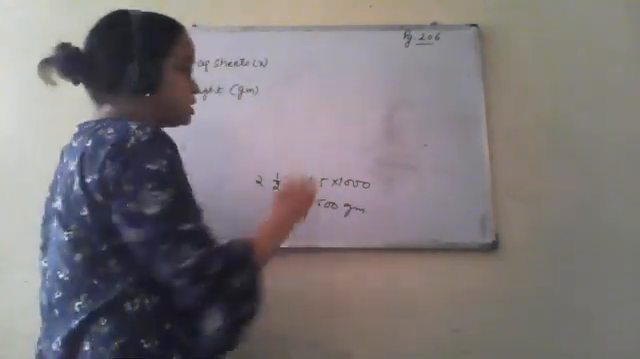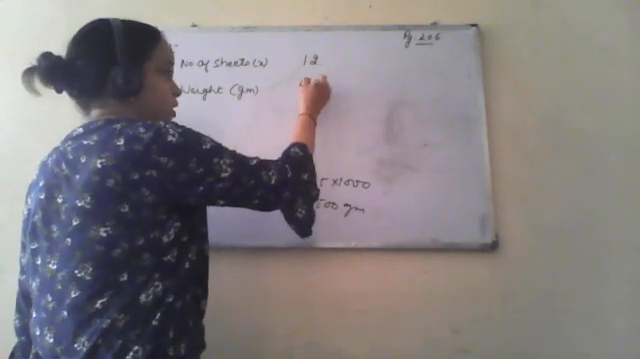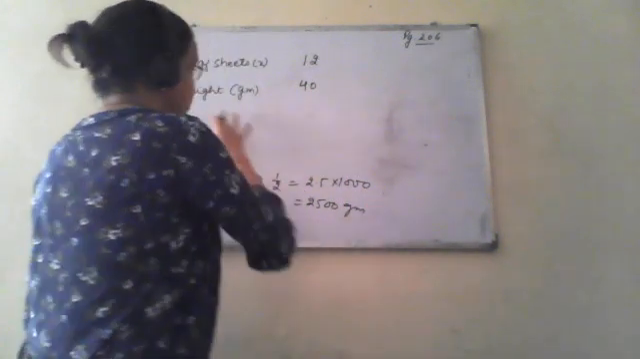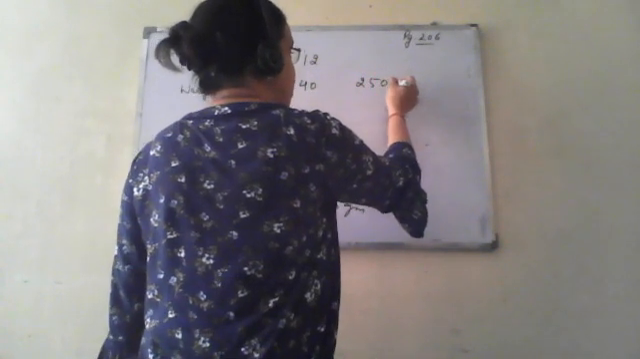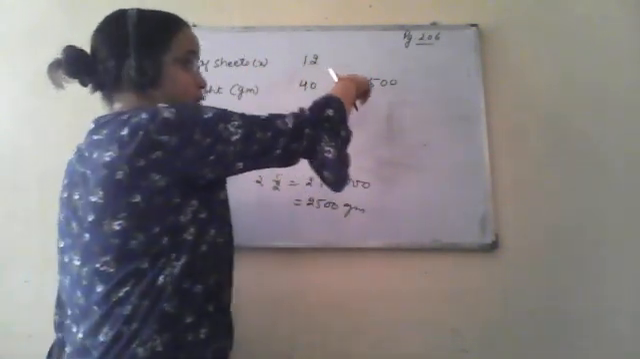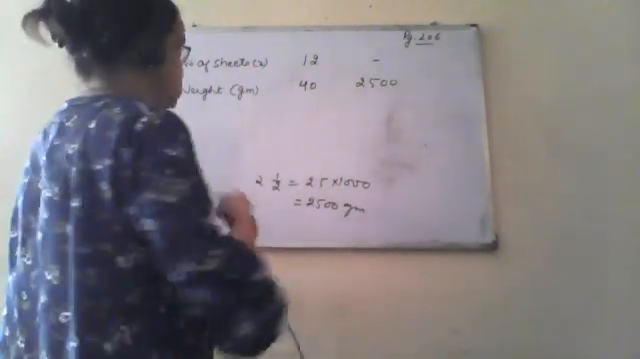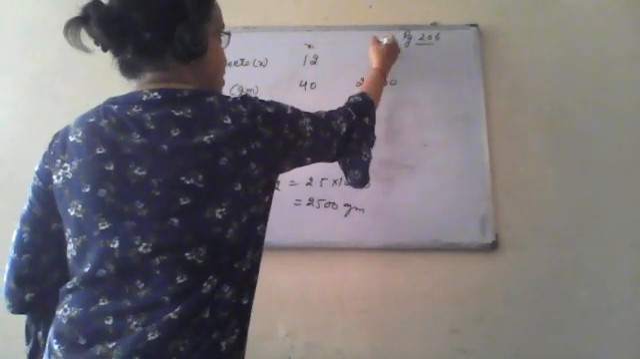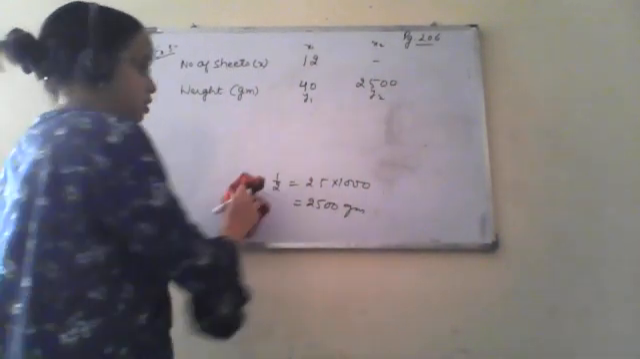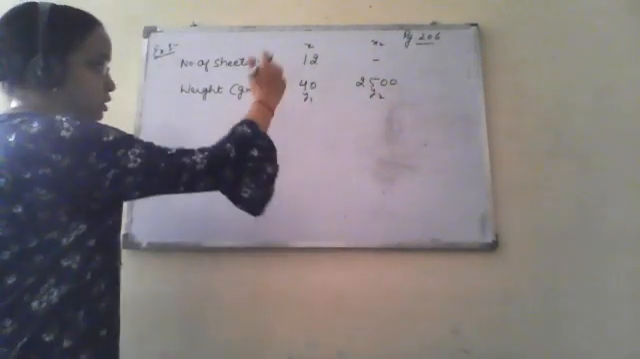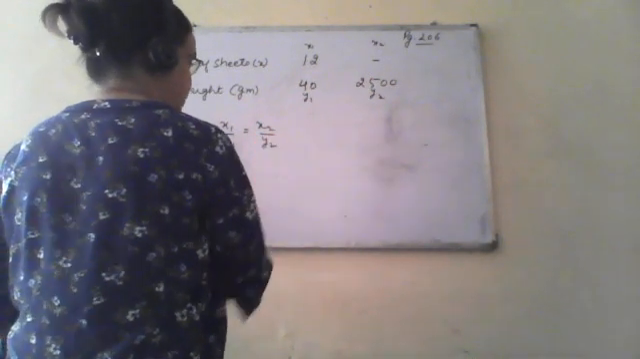Now in the first case the number of sheets is 12 and the weight is 40 grams. In the next case we have been given the weight of the sheets, that is 2500, and we have to calculate the number of sheets. So this is our x1, this is our x2, this is our y1 and this is our y2. We have to put the ratios equal, that is x1 upon y1 equals x2 upon y2. Clear?